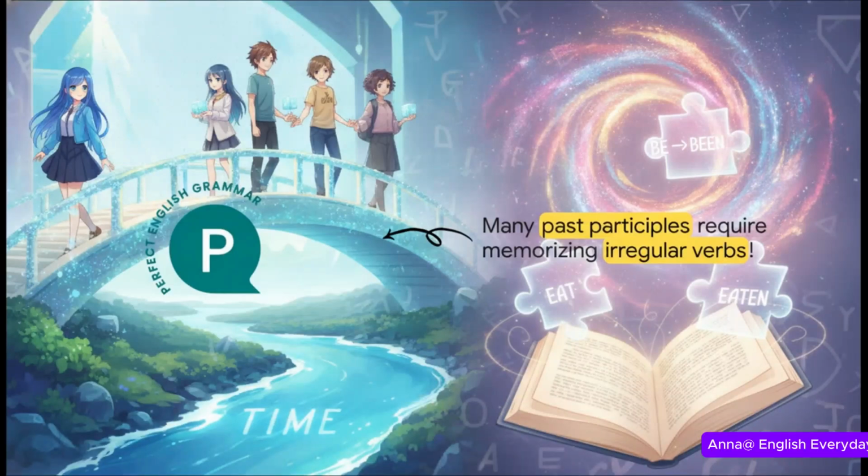While regular verbs just take an ed at the end, like play becomes played, English is absolutely packed with irregular verbs. So the past participle of be is been, go is gone, eat becomes eaten. Unfortunately, there's no magic trick for these ones. With their vowel changes and n endings, you've just got to memorize them to keep your time bridge standing strong.